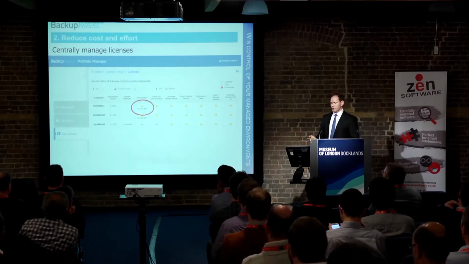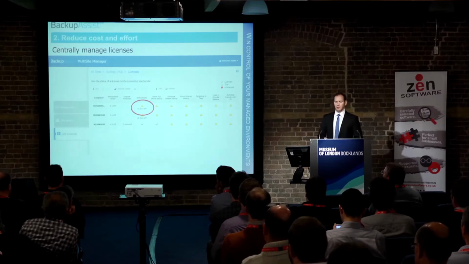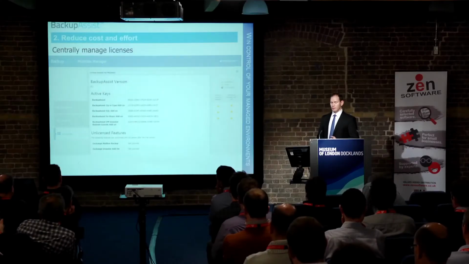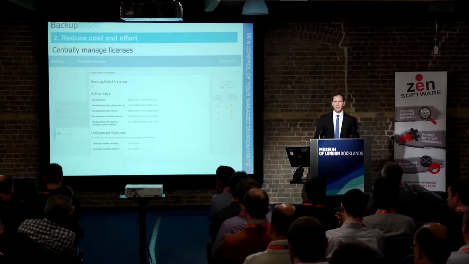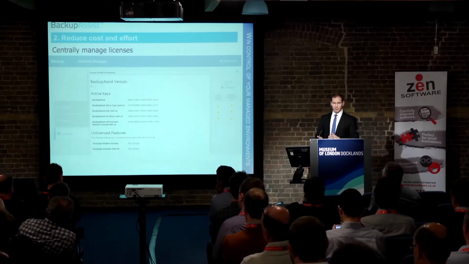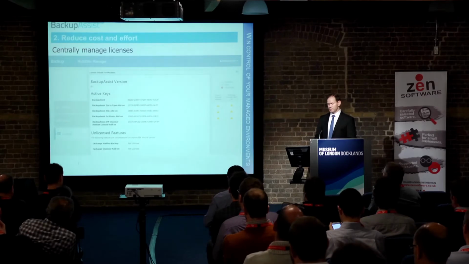Now with the Multi-site Manager, for trial machines, you can very quickly just activate a license, enter the product key, click activate, and you're away. And you can just as easily deactivate and check all the product keys that are applied to a particular machine using the web interface. So this is much, much easier than going into each machine and applying licenses.